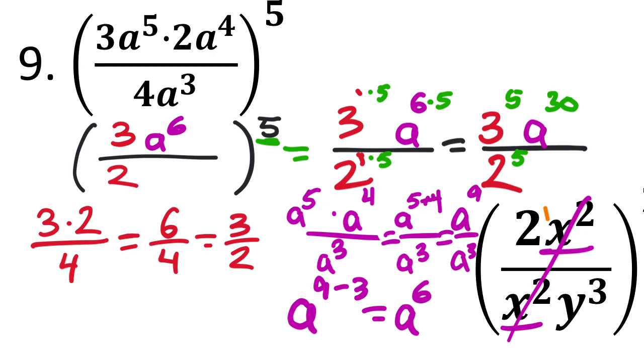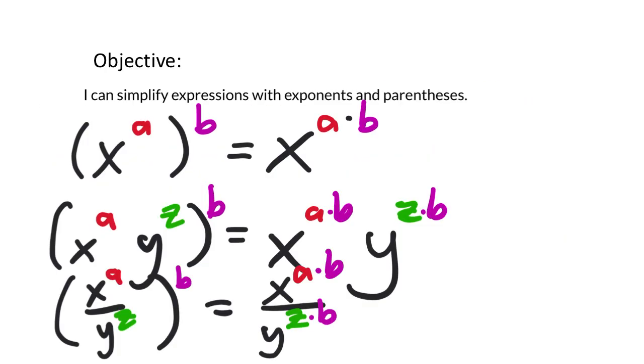Now, again, you could evaluate this, but just to save us some time today, I'm going to keep it like this, all right? So you could evaluate 3 to the power of 5, 2 to the power of 5. 3 to the power of 5 is kind of big. But, again, it's nothing that your calculator won't do. So hopefully by now that we've finished the lesson, you feel comfortable at simplifying expressions with exponents and parentheses.